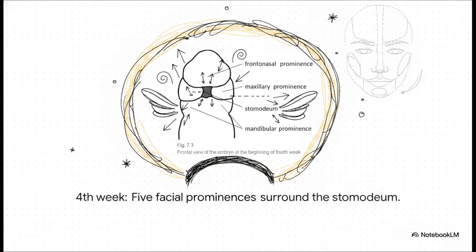So, right at the beginning of the 4th week, the setup features 5 distinct tissue islands, or prominences, surrounding that stomatium right in the center. Coming down from above, we have the frontonasal prominence, which is actually derived from mesenchymal neural crest cells. Then flanking the primitive mouth on the sides, we've got paired maxillary prominences, and right at the bottom, paired mandibular prominences. Those last 4 are actually derived from the first pharyngeal arch. I know it sounds a bit abstract right now, but these 5 little tissue islands are about to migrate and fuse to literally create your forehead, cheeks, jaw, and upper lip.